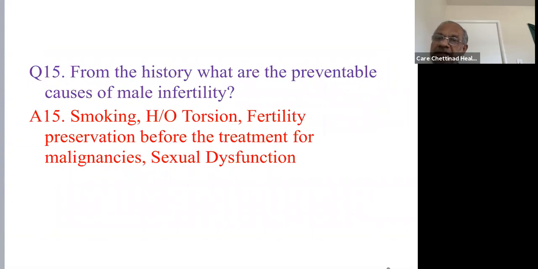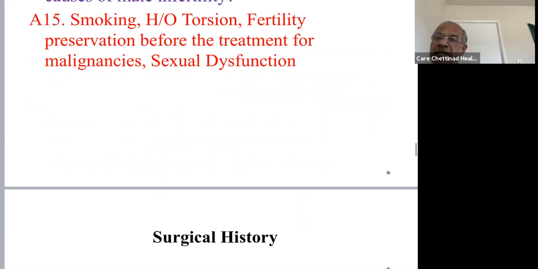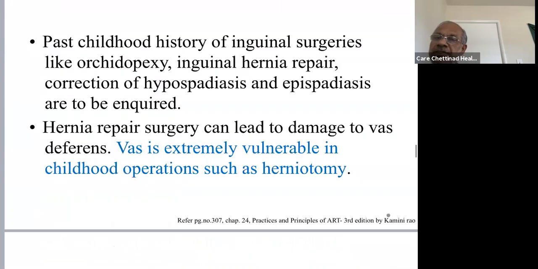And history, again, as I re-emphasize, ask specifically for history of torsion, history of undescended testis, history of smoking. Torsion needs to be fixed adequately and pretty early. That can prevent infertility. Childhood history is important. Surgery, particularly in childhood, particularly inguinal surgeries. Inguinal surgeries have a very high risk of the vas being involved. So ask for inguinal surgery, particularly hernia repair surgery.